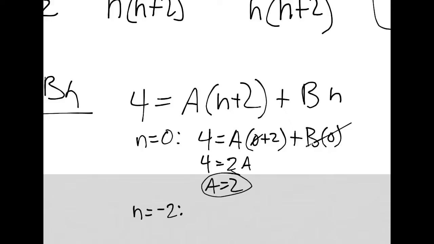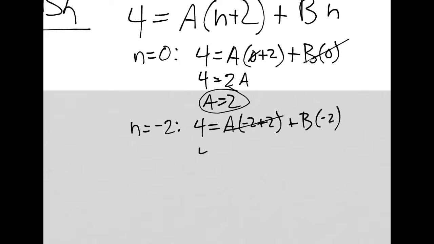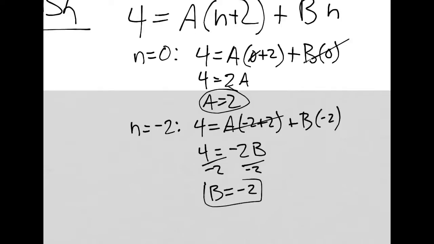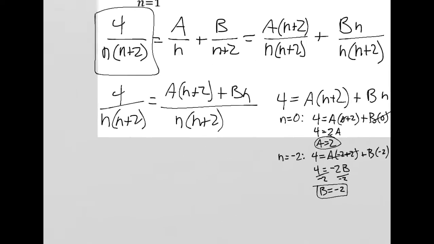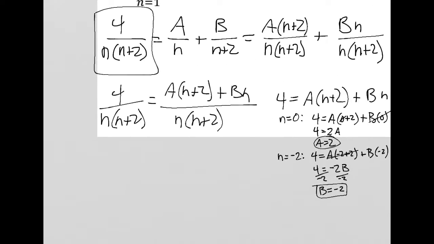And I can choose a similarly useful n value to cancel out my a piece, and I will choose negative 2, because then I'll get the equation 4 equals a times negative 2 plus 2, which is 0, so that cancels, plus b times negative 2, which means that I have 4 equals negative 2b. And so divide by negative 2 on both sides to get b equals negative 2. 4 divided by negative 2 is negative 2. So I found a, I found b, which means I can write my fraction now.